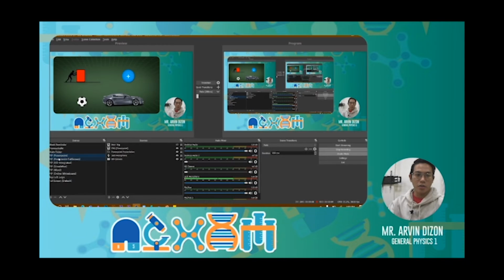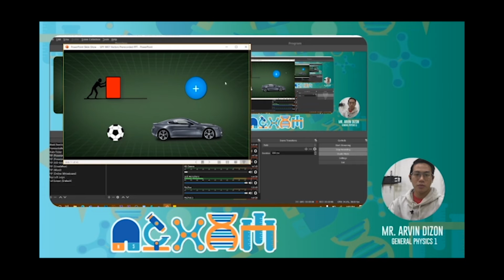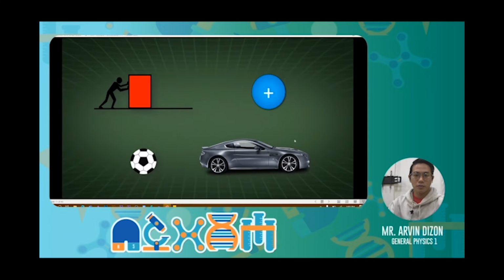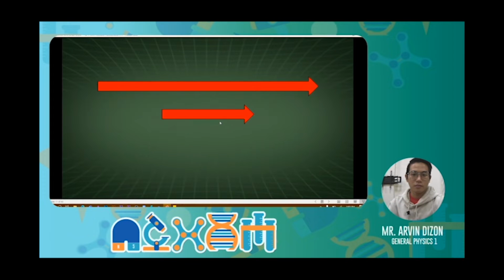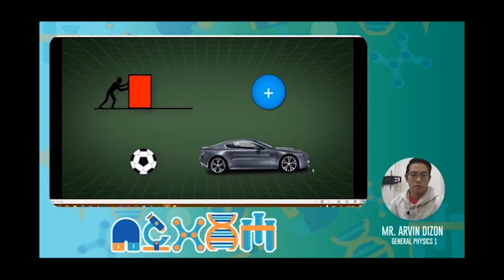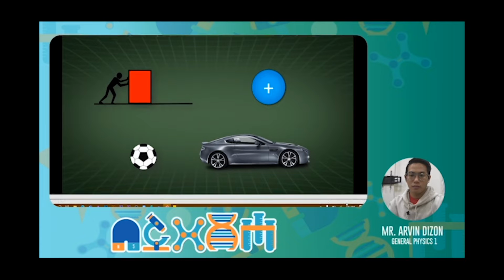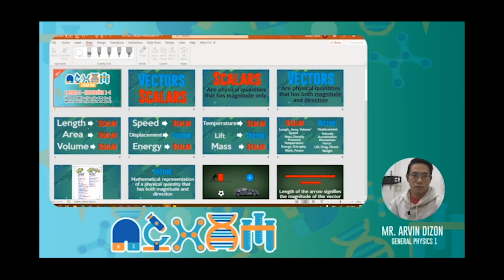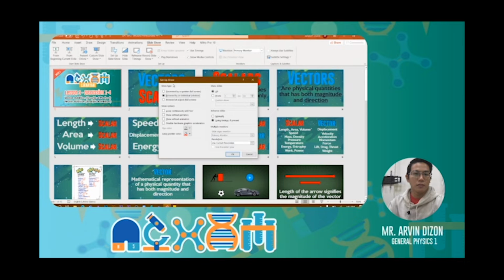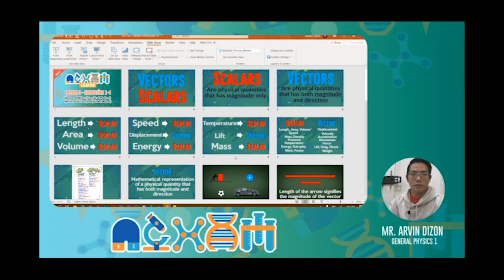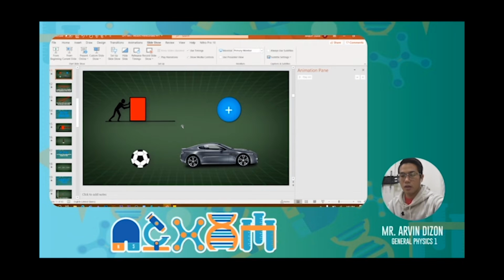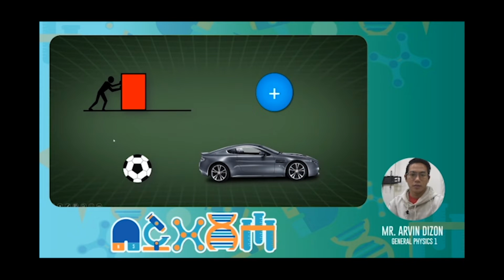I'm going to switch on my full screen view. I'm going to click F11. F11. There.